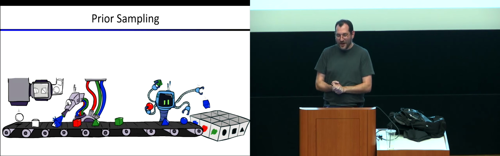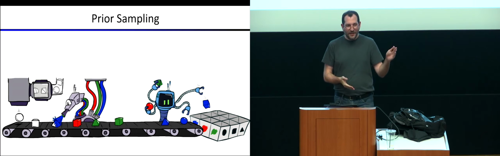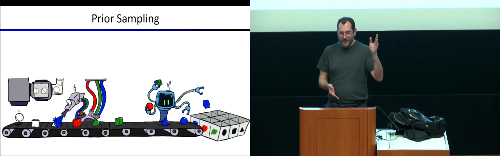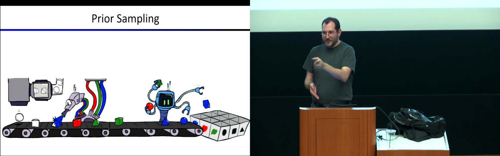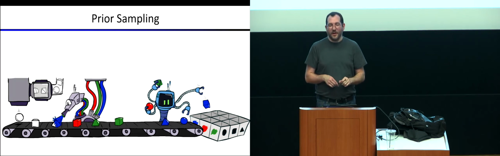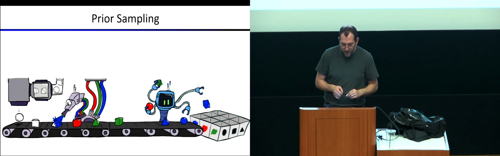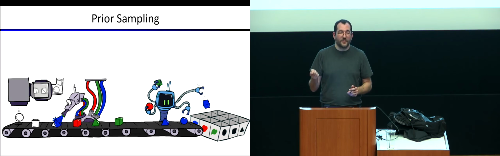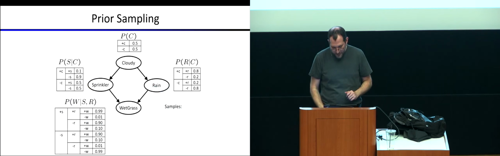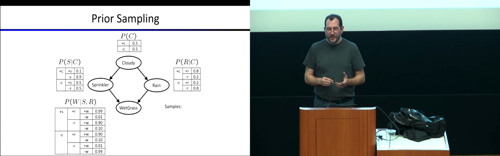Okay, so we're going to do some prior sampling. So I like to think of samples as snapshots, assignments to random variables that come across a conveyor belt. And in the prior sampling algorithm, we're just going to draw samples from the distribution of interest. So this is the basic building block. Here's a little Bayes net.